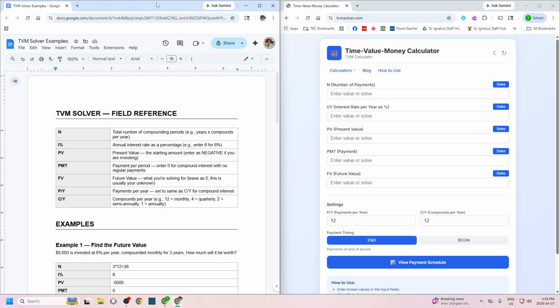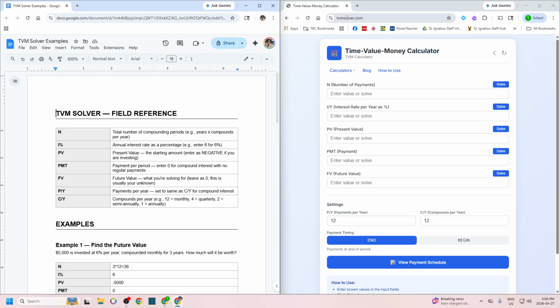If compound interest questions are stressing you out, this video will fix that in the next few minutes. I'm Mr. Rozon. Let me show you exactly how to use the TVM Solver to solve these types of questions really fast. The TVM Solver, if you don't know what it is, is a compound interest calculator that was originally designed for Texas Instruments calculators, but there are lots of different versions of these online, and I'm going to show you one that I've created.